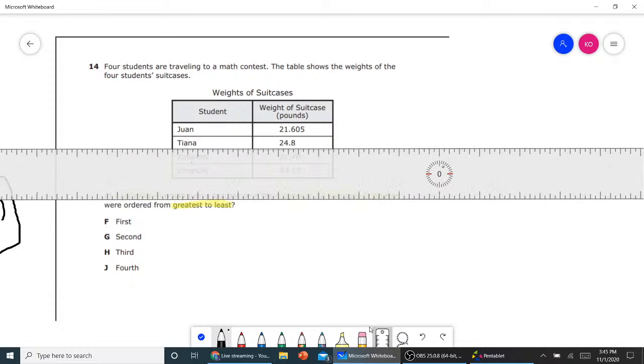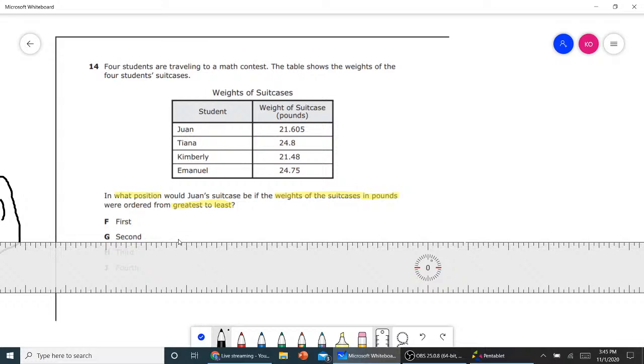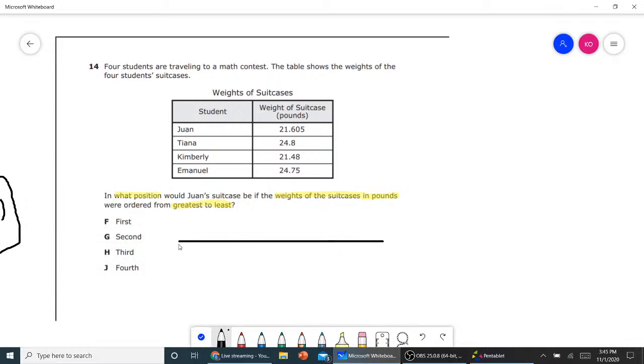So let me get my ruler out and draw us a number line. I think that would be good enough. So we have numbers ranging from 21.605 to 24.8.